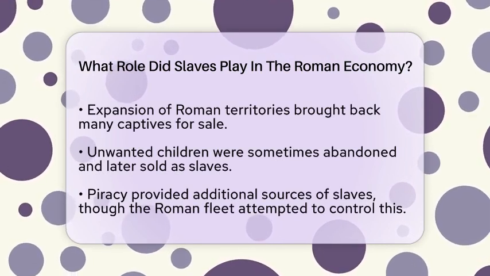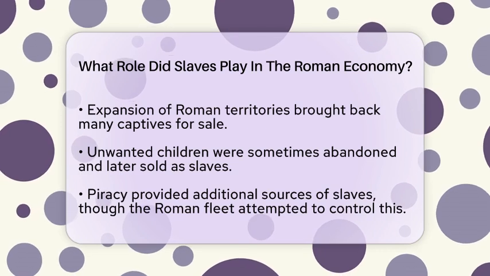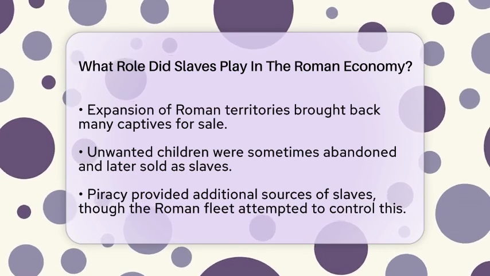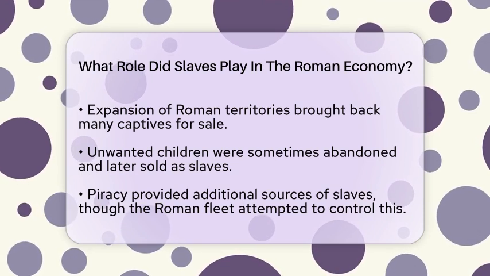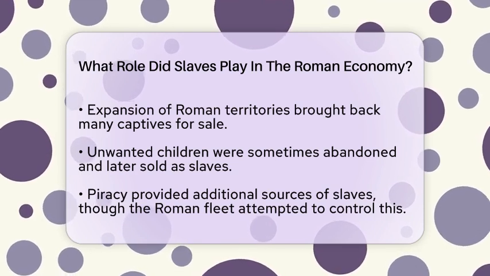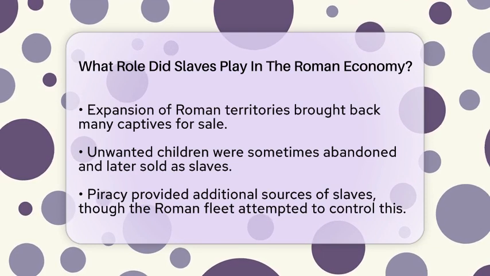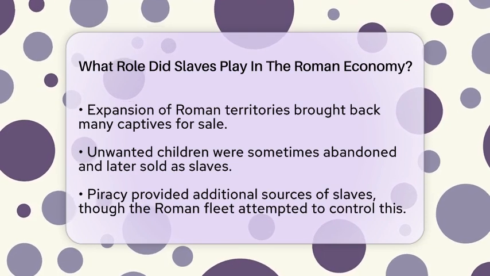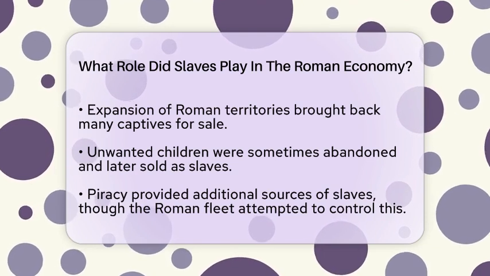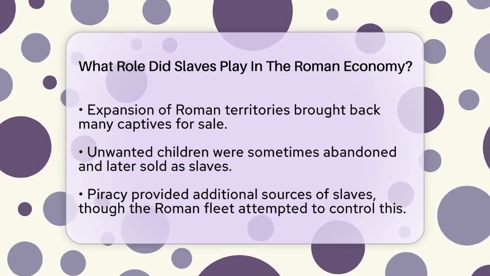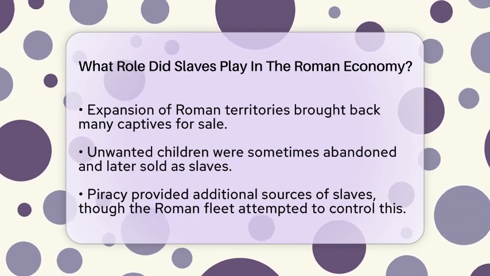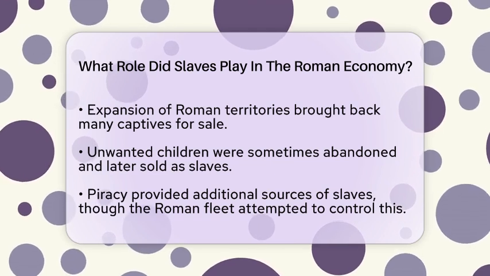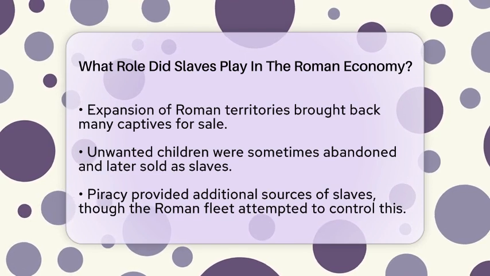Interestingly, not all slaves were confined to manual labor. Some held positions of relative authority. For instance, certain slaves, known as vicarii, managed other slaves. In households, slaves could serve as tutors, sharing specialized knowledge in subjects like philosophy and medicine. However, despite their varied roles, slaves were not permitted to hold public office.